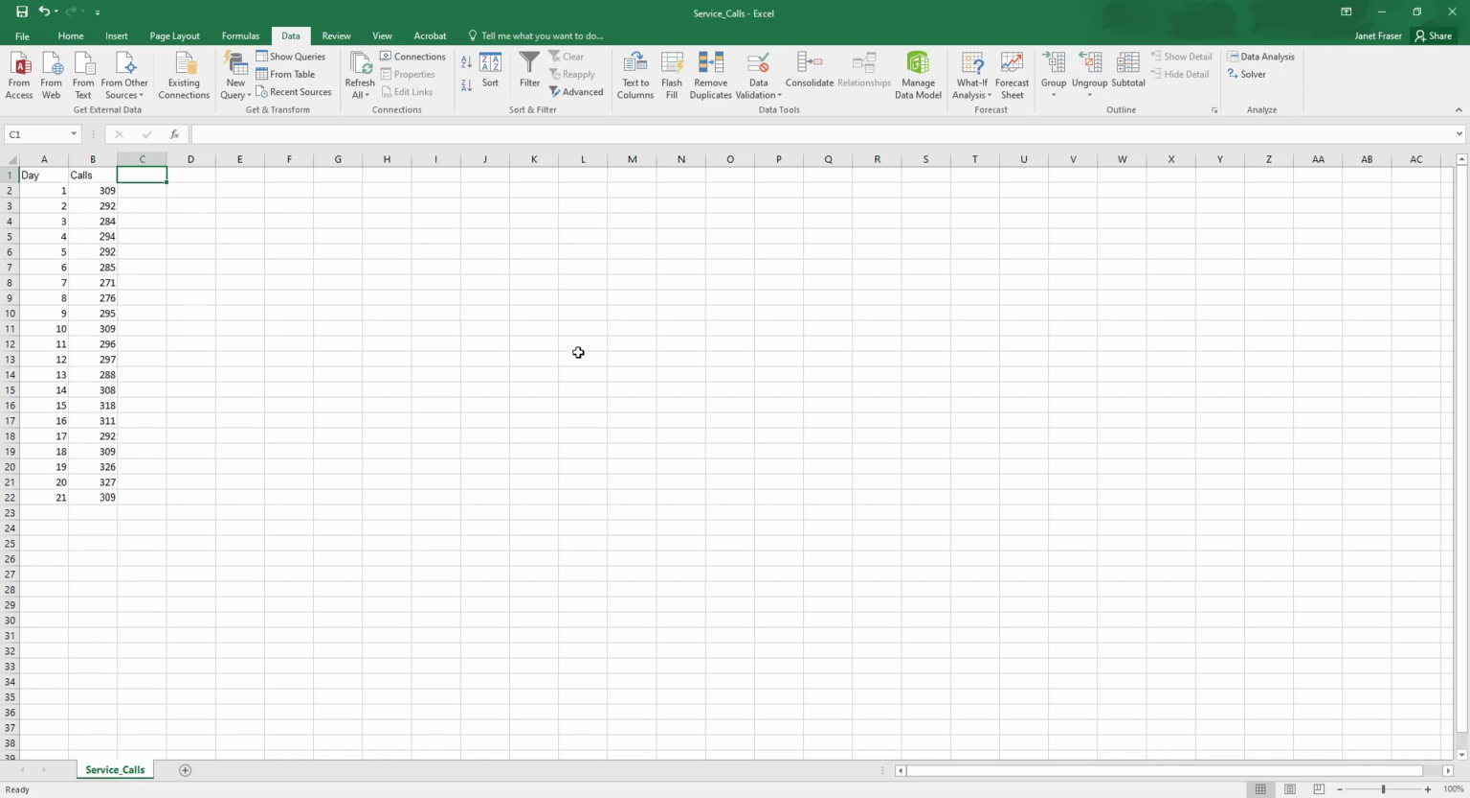Our observations from the exponential approach, we're going to illustrate with LT. This data set is the number of calls that arrive at a call center over a 21-day period. It is the service calls data set. For the first observation, it's just equal to the first observation in the data set. So, 309.